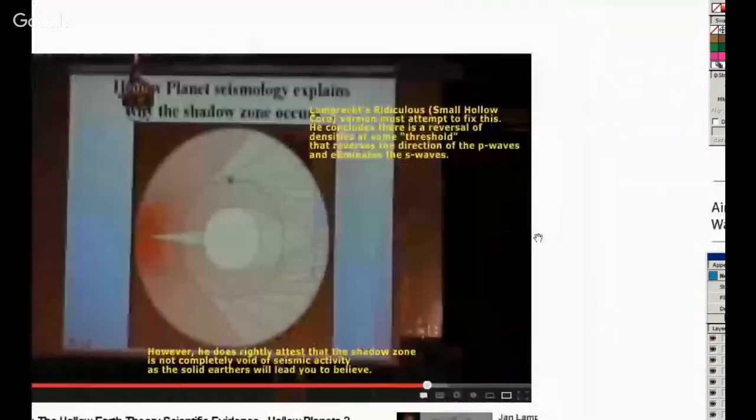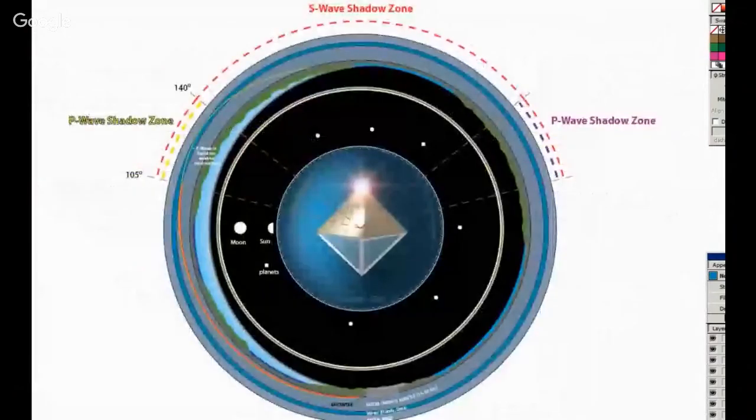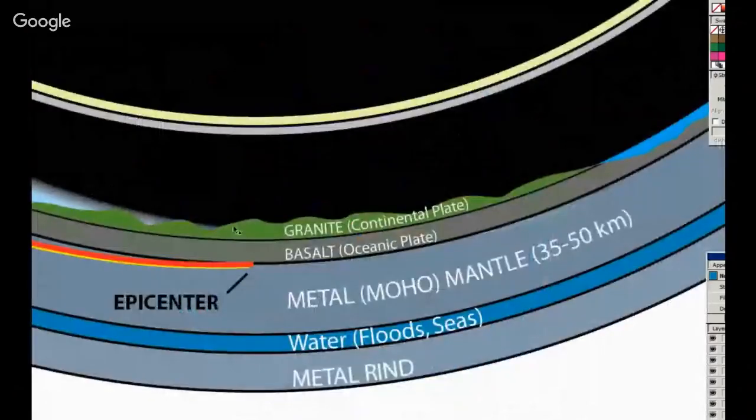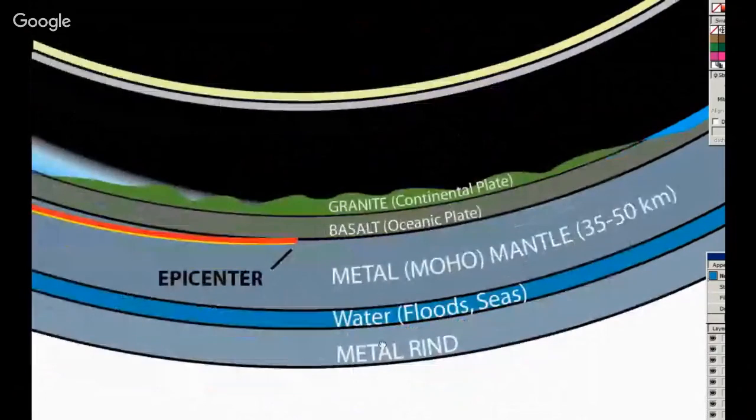The inverted hollow Earth. Okay, right here, I'm going to zoom in over there. Right there is the epicenter, let's say of the earthquake. This is the continental granite plate. This is the basalt, the oceanic plate. I'm saying beneath that is the Moho, the mantle, which is made out of metal. And then there's another layer of water. This is just speculation, but I believe this is kind of what I've concluded. And then there's also a metal rind, and possibly even more layers of metal beneath that.